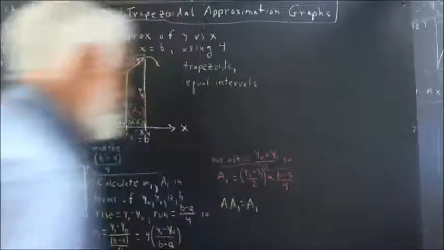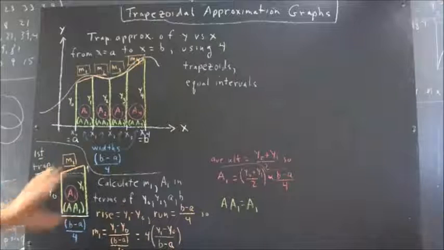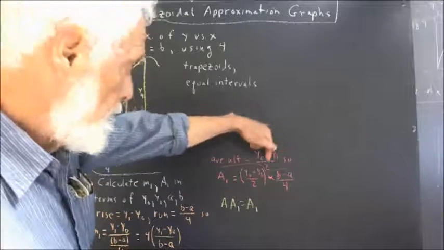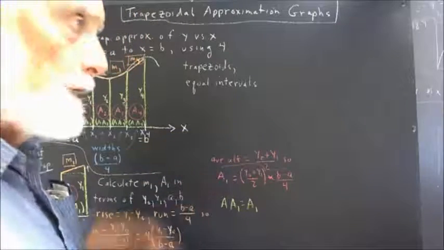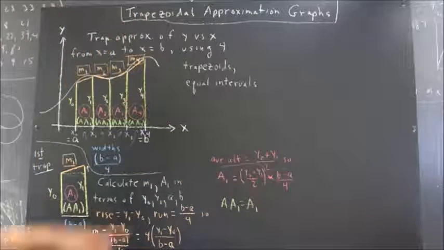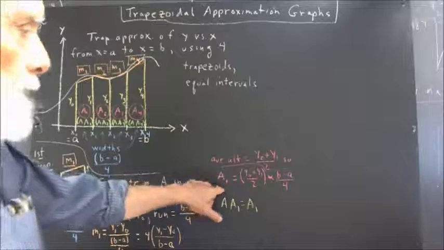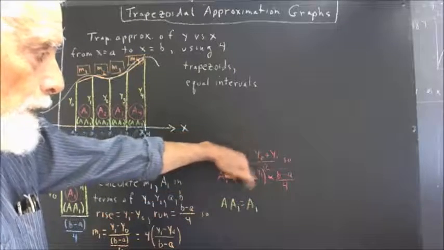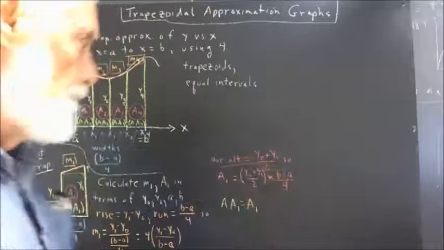Okay? Now, to get the area, that's straightforward as well. The average altitude is just the sum of the two altitudes divided by 2. That's y0 plus y1 divided by 2. And this is a little bunched up here, I apologize for that. But we have A1 equals the average altitude, y0 plus y1 over 2, multiplied by b minus a over 4.